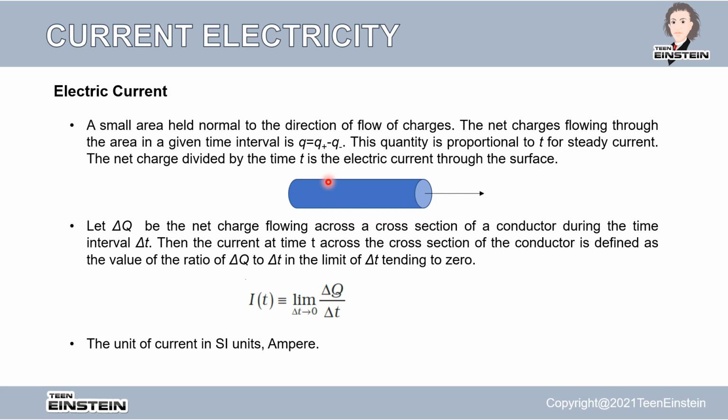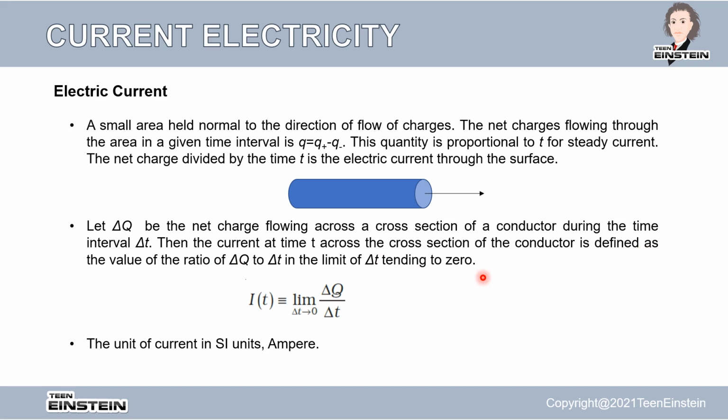So we will just see how to write it mathematically. Let delta Q be the net charge flowing across the cross section of a conductor during the time interval delta t. Then the current at a time t across the cross section of the conductor is defined as the value of the ratio of delta Q to delta t in the limit delta t tending to 0.